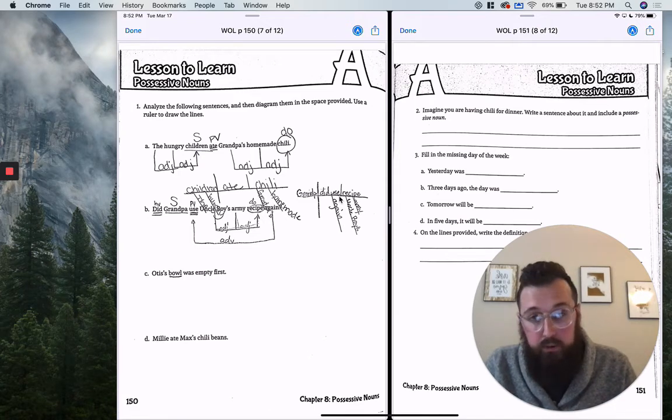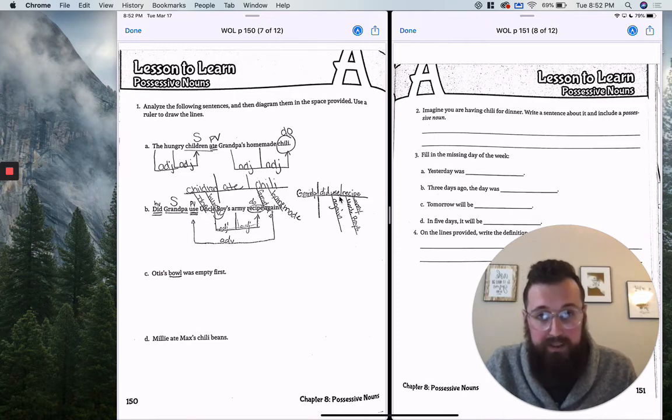So let's just take a look at the one that we already did for you. The hungry children ate Grandpa's homemade chili. Grandpa's is going to be my possessive noun in that sentence, and it's going to act as an adjective.